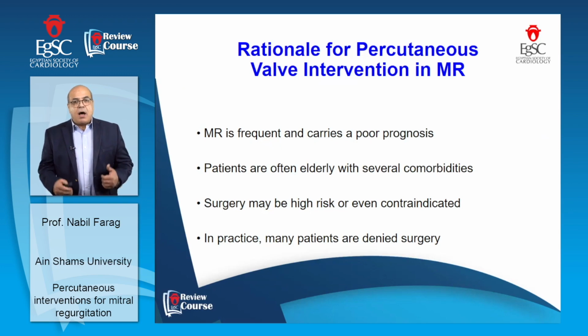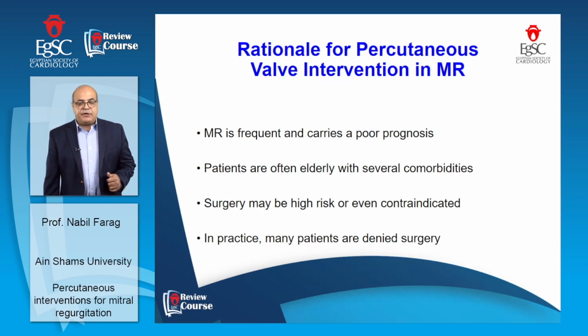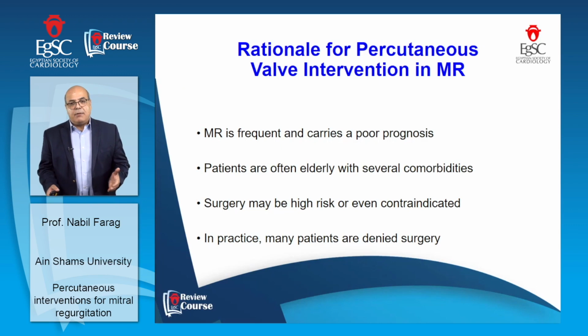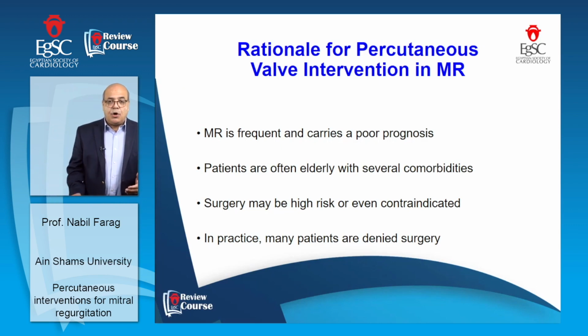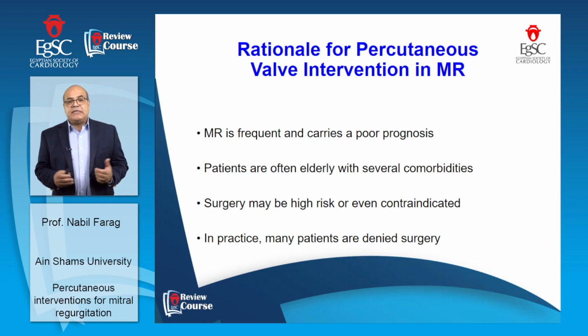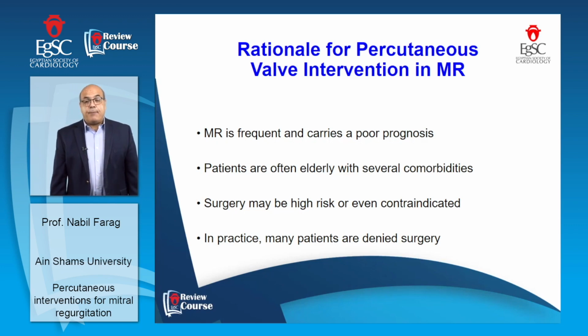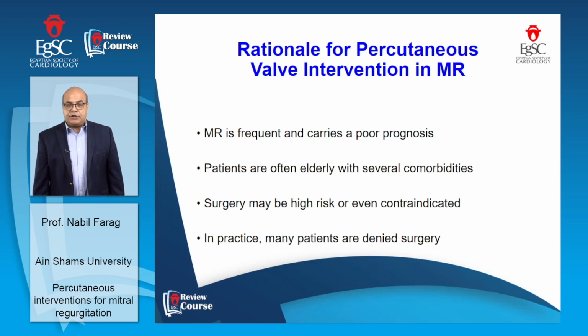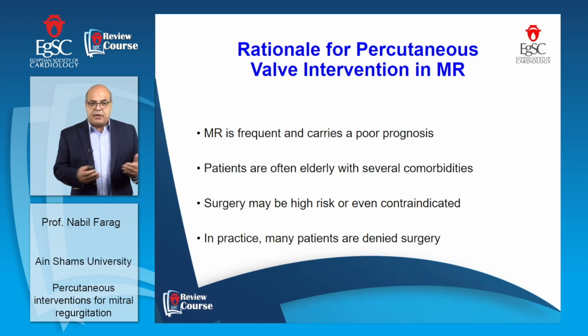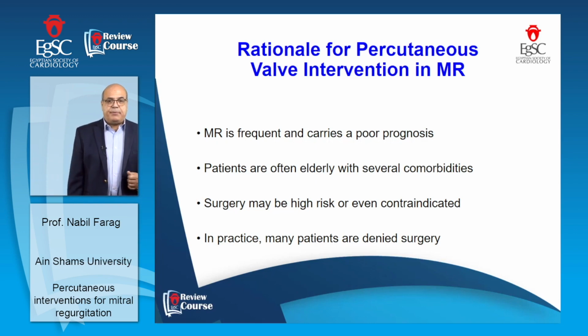What is the rationale behind doing percutaneous valve intervention in mitral regurgitation? All of us know that for mitral regurgitation, the best treatment option is surgical mitral valve repair or replacement. So what is the rationale behind doing percutaneous valve intervention? Number one, mitral regurgitation is frequent and carries a poor prognosis. In a patient with mitral regurgitation, all of us know the natural history of this disease: left ventricular remodeling, left ventricular dilatation, heart failure, and it will end with death of the patients.